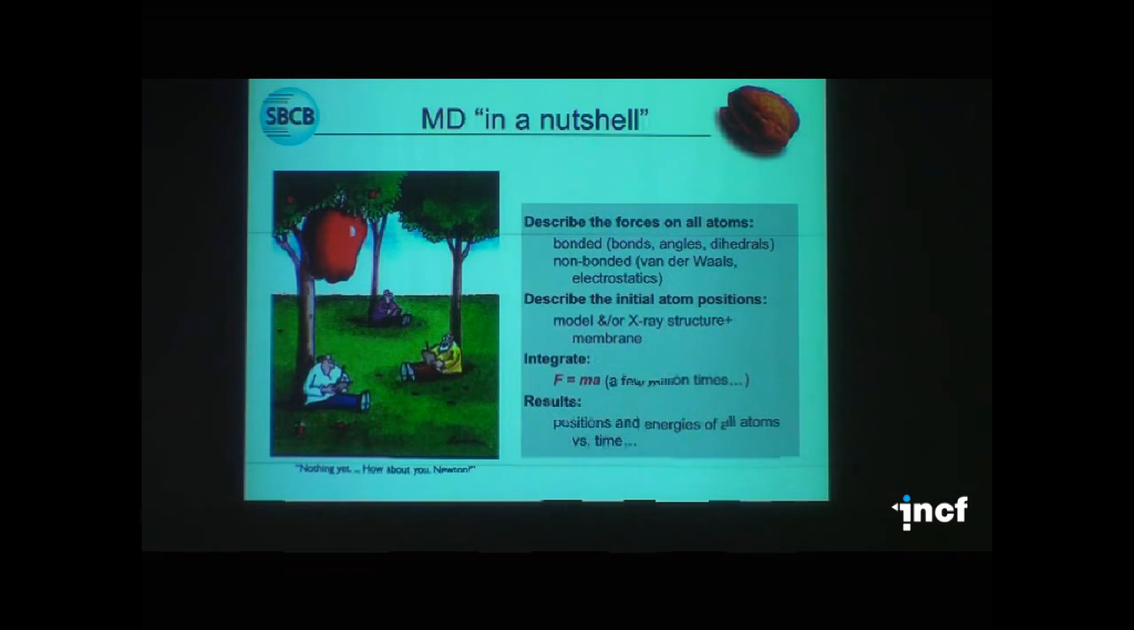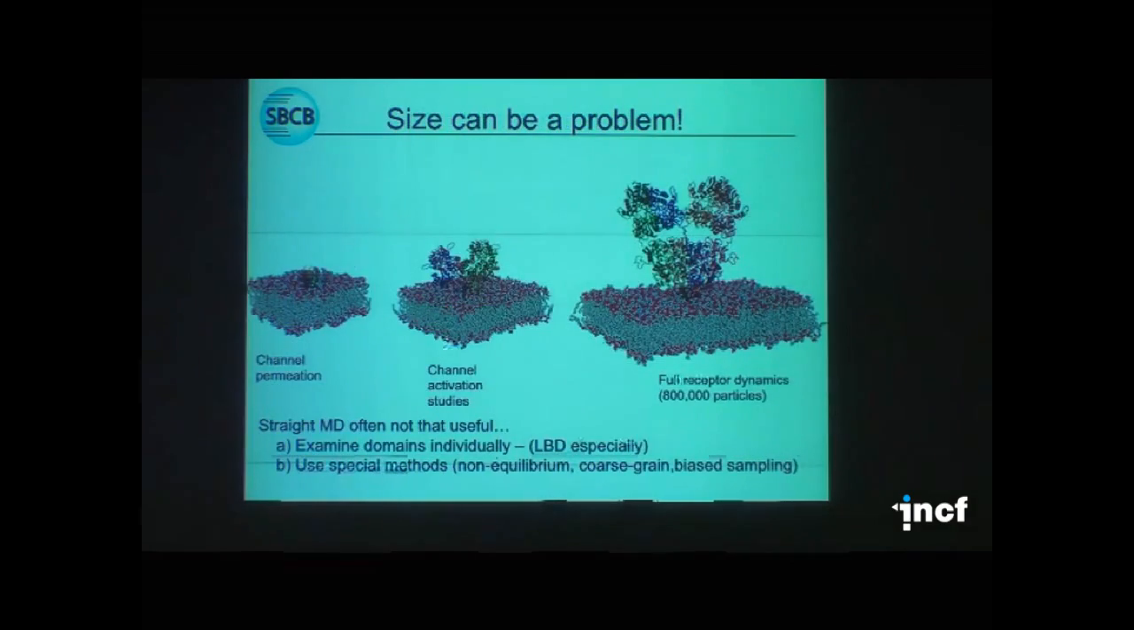I mean, there are obviously lots of modifications on top of that. As we've been hearing, the scale problem is also a problem for us, even just to try and look at the dynamics of these things at an atomic level. You can see here, if we're just looking at the channel section, you have a reasonable size box. If you want to look at channel activation, you probably have to include the ligand binding core. But if you want to look at the whole receptor here, we're getting on for 1 million particles if you have explicit water around the system as well. So that's often a problem.